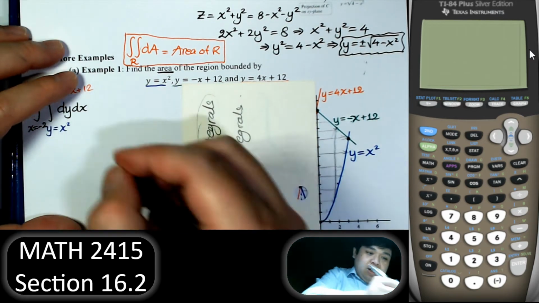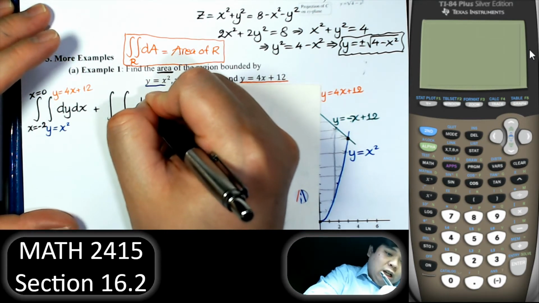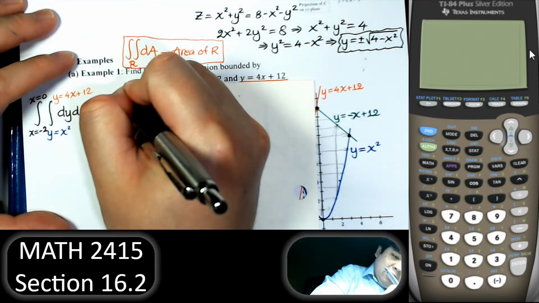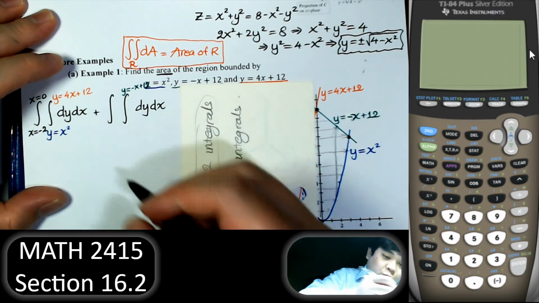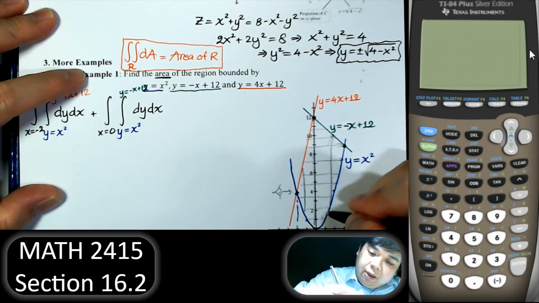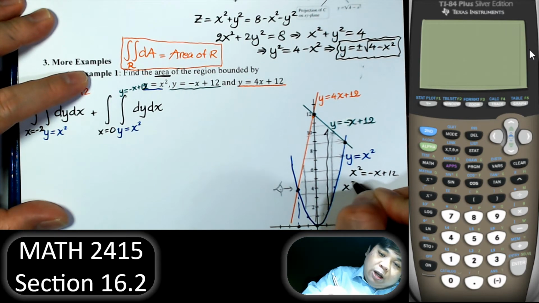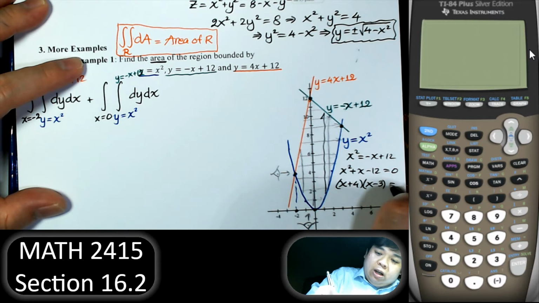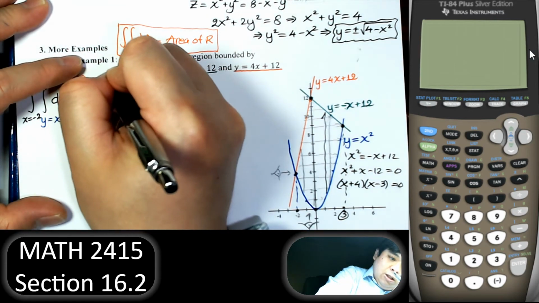Now we go to this one. Once again, it is dy and then dx. The integrand is 1. So if we want the area, we're just going to put 1 there. And this one dy dx. The function above is negative x plus 12, y equal to negative x plus 12. And the function below is y equal to x squared. The limit for x goes from 0 to the intersection here. It looks like x squared equal to negative x plus 12, or x squared plus x minus 12 equal to 0. That gives us x plus 4, x minus 3. So x equal to negative 4 or x equal to 3.